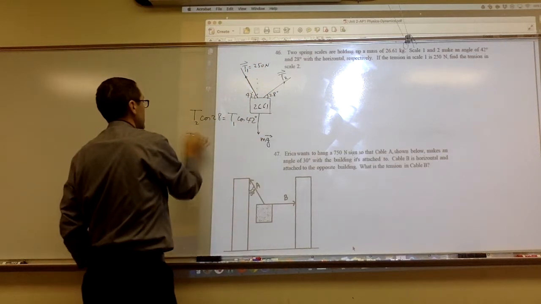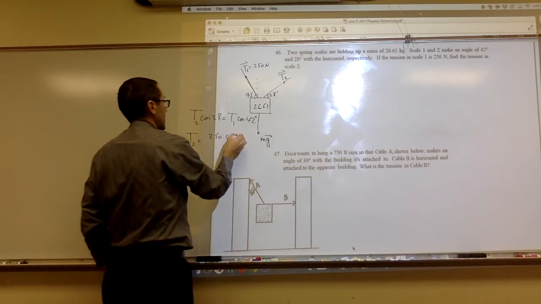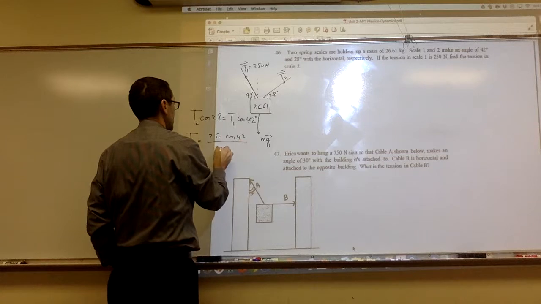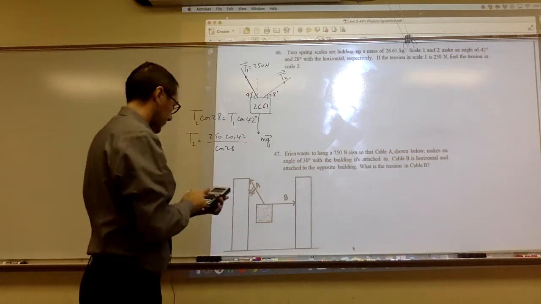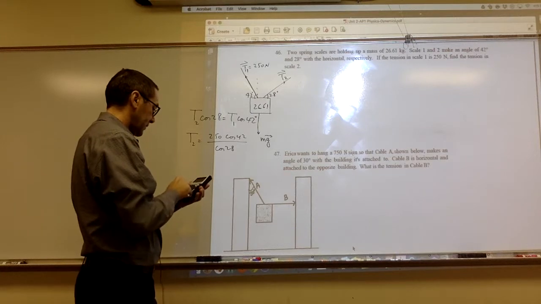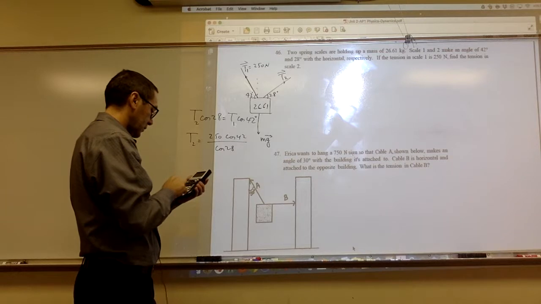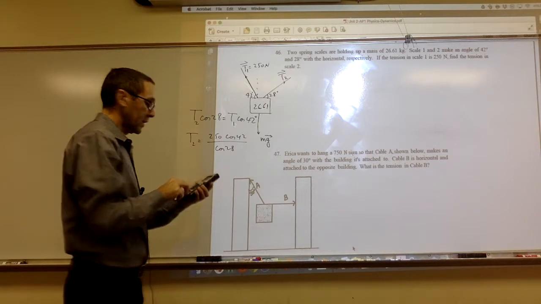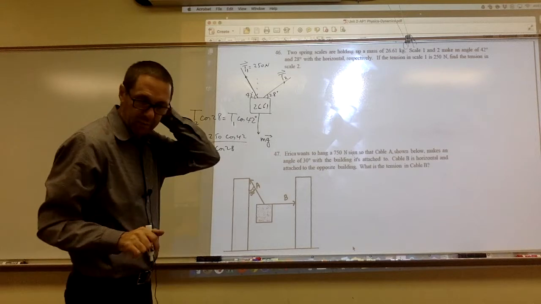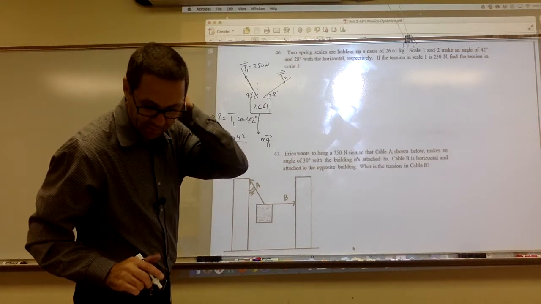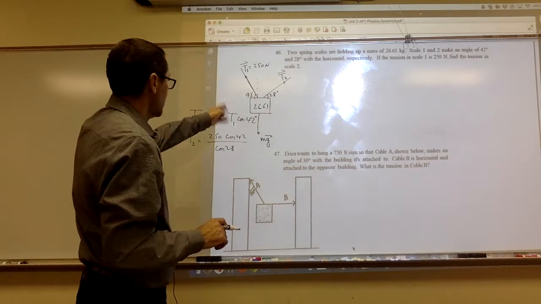All right, so T2 is going to be equal to T1 cosine of 42 over cosine of 28. And if we do the math, 250, and make sure you are in degree mode when you're doing this, okay? Cosine of 28, I got 210.42, okay?